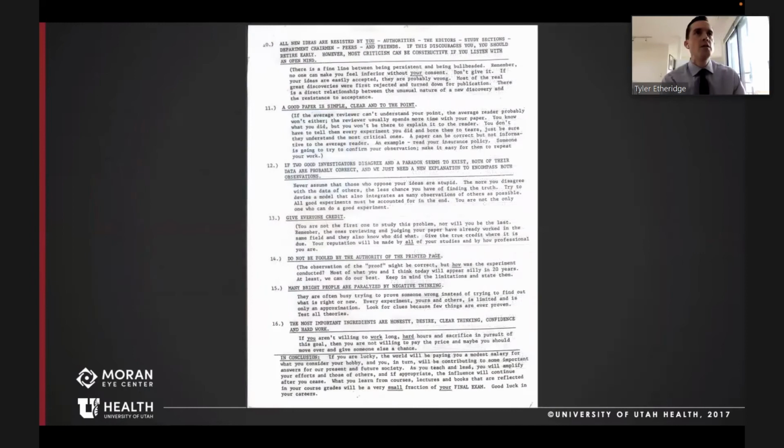Number 10, all new ideas are resisted by you, authorities, editors, study sections, department chairmen, peers, and friends. If this discourages you, you should retire early. However, most criticism can be constructive if you listen with an open mind. Number 11, a good paper is simple, clear, and to the point. Number 12, if two good investigators disagree and a paradox exists, both of their data are probably correct, and we just need a new explanation that encompasses both observations.